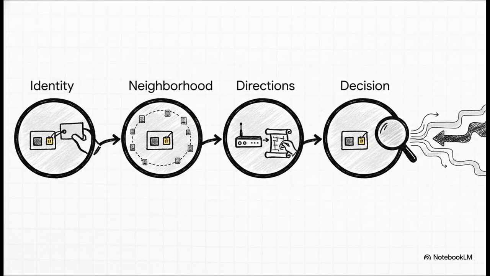And there you have it. That's the entire journey, from start to finish. Our packet got an identity with its IPv4 address, it learned its neighborhood with a subnet, it got directions from the routing table, and the router made the final call using the longest prefix match. You now understand the fundamental flow of data across a network at a truly professional level.